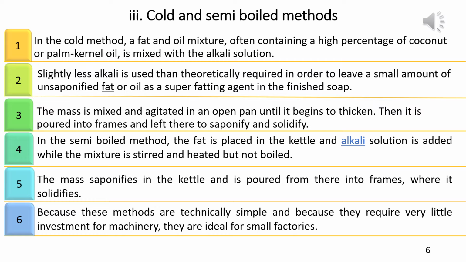Number 4, in the semi-boiled method, the fat is placed in the kettle and alkali solution is added while the mixture is stirred and heated but not boiled. So in the semi-boiled method, we place the fat in the kettle and the alkali solution is added.